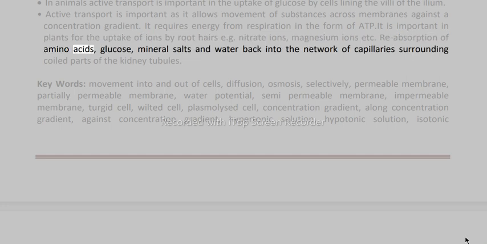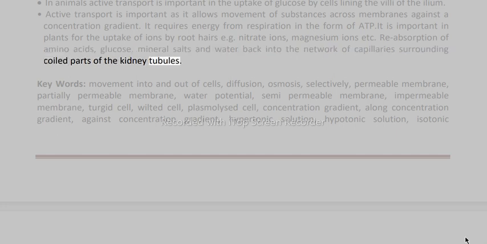Reabsorption of amino acids, glucose, mineral salts, and water back into the network of capillaries surrounding coiled parts of the kidney tubules.